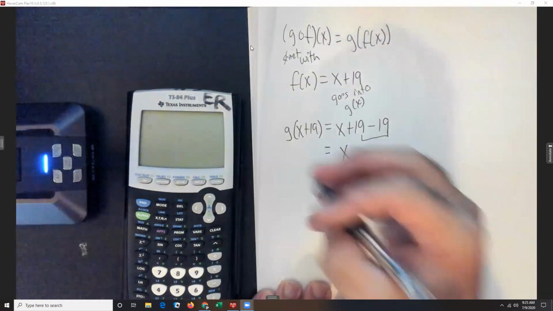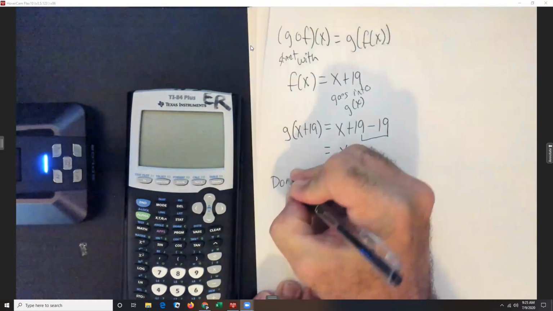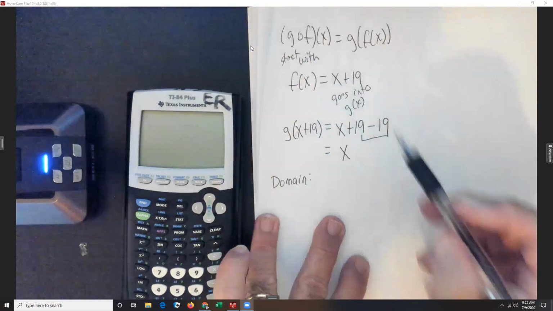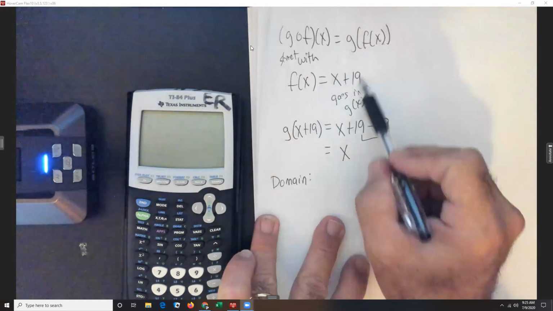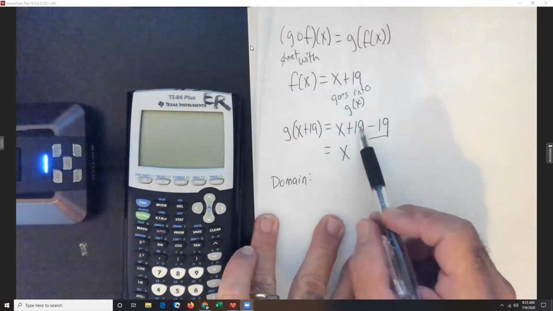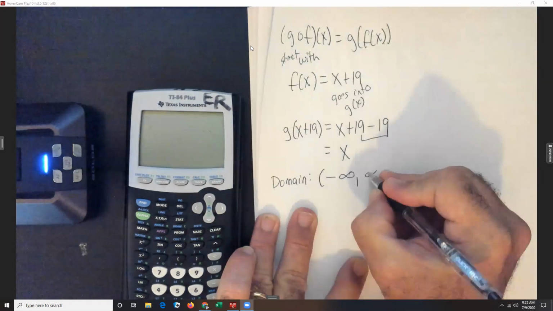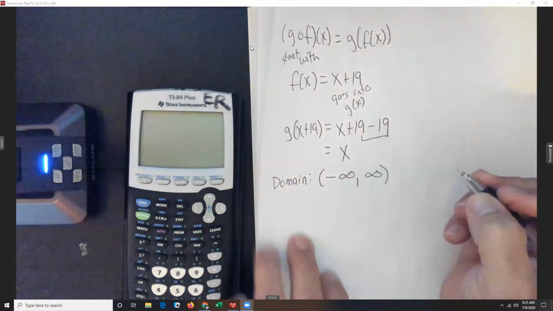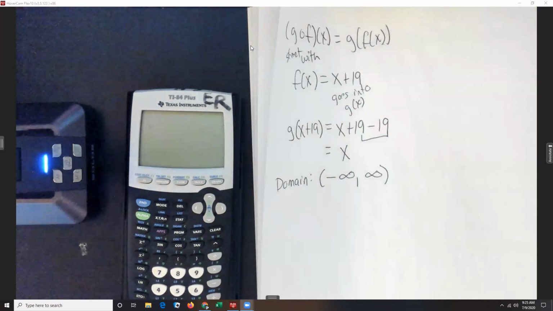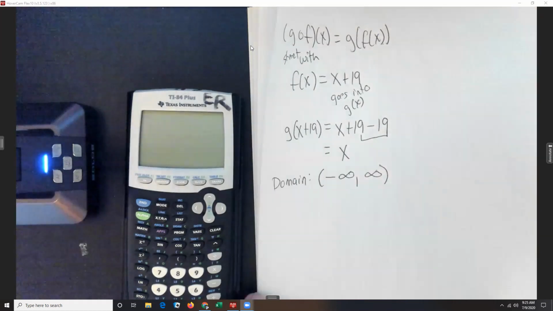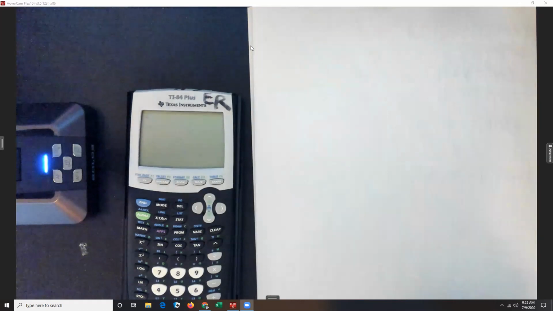So the domain. And once again, I'm going to write interval notation. I have no fractions here to worry about. So once again, the domain will be from negative infinity to positive infinity. So if y'all notice, on those domains, I'm only worried about fractions.